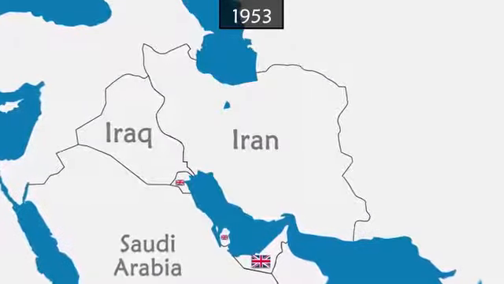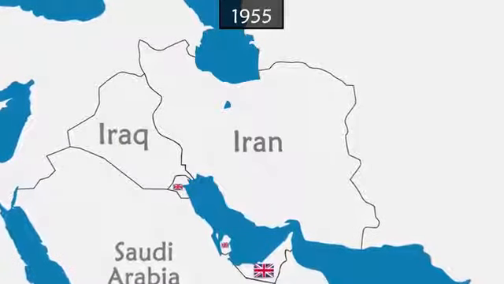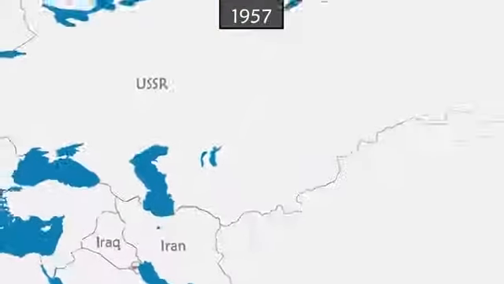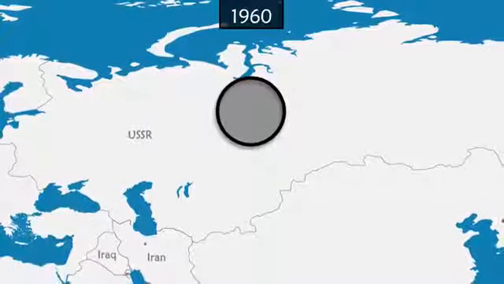The Shah of Iran remains in power and then allows the exploitation of oil in the country by a consortium of Western companies. In the USSR, the discovery of oil fields in Western Siberia pushes the country to invest in its exploitation.